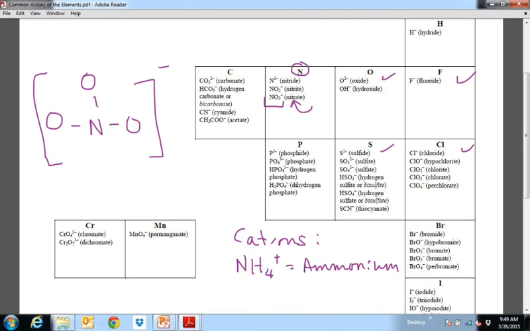Not to be confused with ammonia. I hate that those are so similar. Without the M on the end, ammonia is NH3 and it's a neutral molecule. Ammonium has picked up a hydrogen, instead of NH3, it's NH4 and it's got a +1 charge. So ammonium cation.